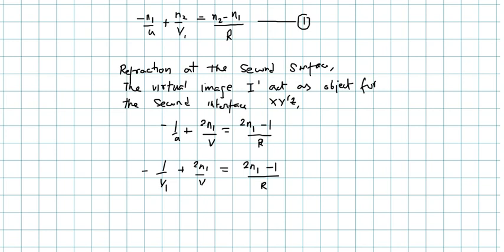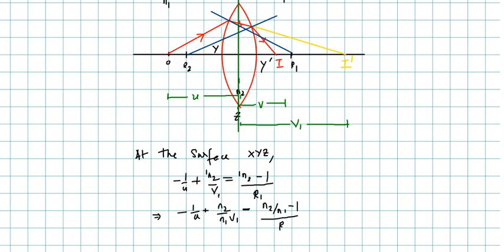Okay, it's fine, no need, because you can see this, check the sign convention. Sign convention is always the same, no need to worry. So now we can simplify and write this: 1 by v1 plus n1 by n2 into 1 by v equal to again n1 by n2 minus 1 by, so this one would be r, because it is the second curvature, the second radius of curvature. So in this case the radius of curvature will be r2, correct.